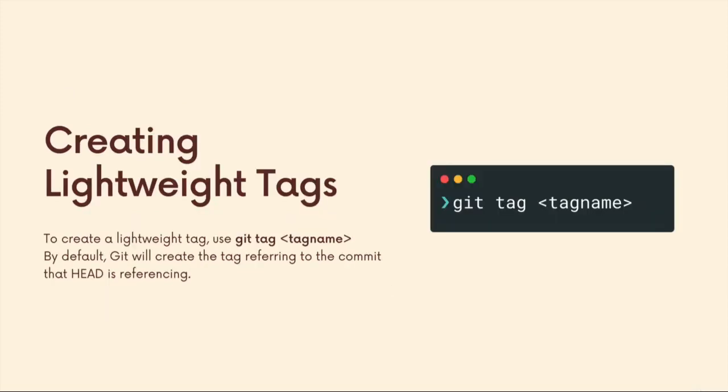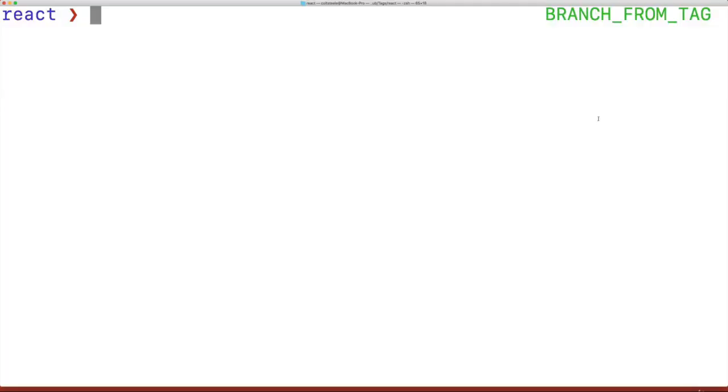All right, so here's how we make a lightweight tag, git tag, and then some tag name, some tag we want to create. And by default, it will point to whatever the head is pointing at that moment in time, or whatever the head is referencing at that moment in time. So basically the most recent commit on whatever branch you're on, right? If we run git tag, the tag refers to that particular commit. So if we're using React as the example here, if I git switch, I'll go back to master.